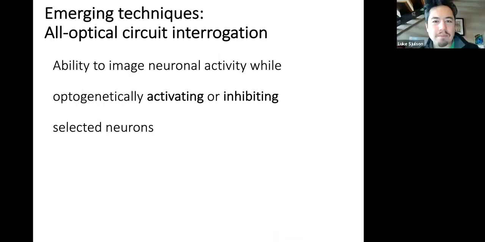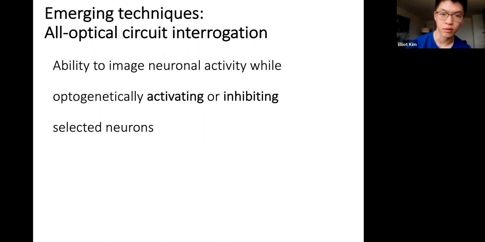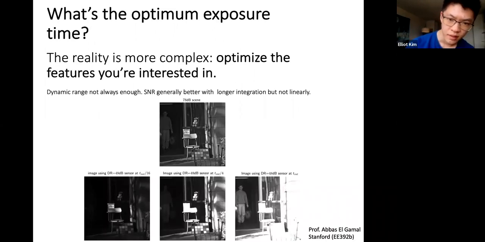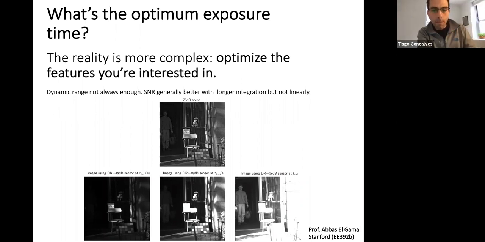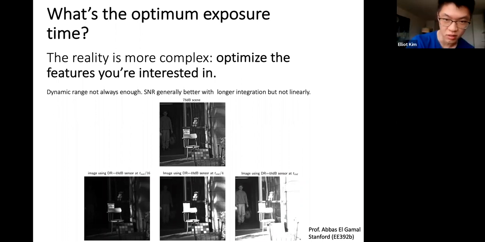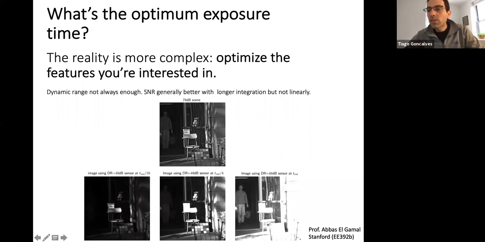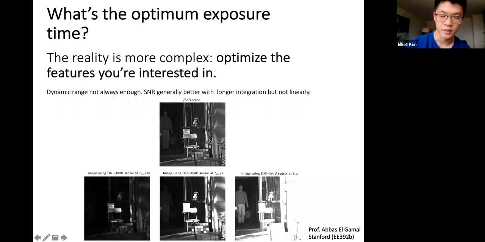Yeah, sorry. I have a quick question about the previous pictures. There's one, the top one. You can see the person, but the chair isn't saturated. What's the difference between the top one? The difference is the sensor. So this sensor has a higher dynamic range. Oh, gotcha. Okay.